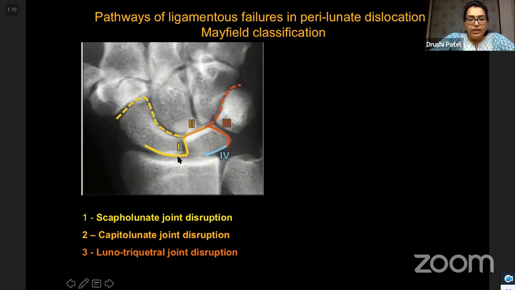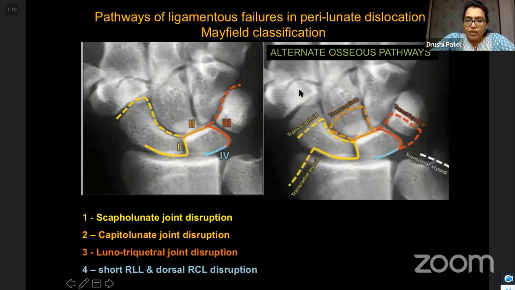And now if you see that the forces have passed through this region, disrupting the ligaments all around, the lunate is going to be unstable, right? And lastly, when the short radiolunate ligament and the radiocarpal ligaments get disrupted, the lunate gets dislocated outside. So that is how lunate dislocation occurs.